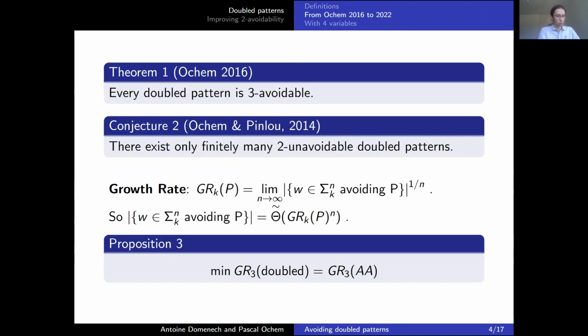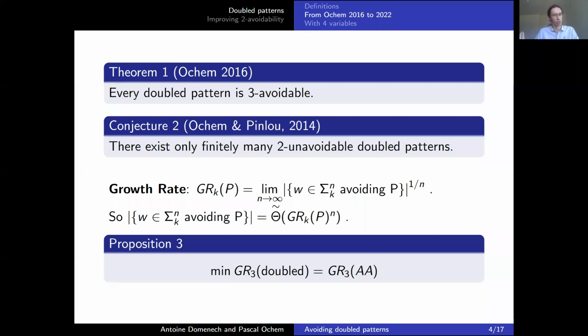Now let's go to the results. This work started from a theorem by Pascal in 2016, in a paper where he has shown that every double pattern is 3-avoidable, and that is a big result because, as you know, avoidability of patterns in general is a hard problem. So knowing that every double pattern is 3-avoidable is really a strong result. Pascal has shown this using the power series method and a bit of study of some problematic patterns, but a very small number of them.